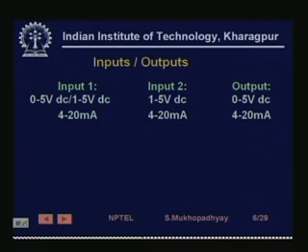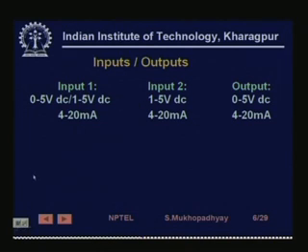and if you look at its input outputs, for all controllers input outputs are very important. So, it provides 0 to 5 volt DC or 1 to 5 volt DC. 1 to 5 volt DC is sometimes provided to detect wire breaks or shorts to ground, or you could have 4 to 20 milliamperes, so you have two inputs. On one of them it can take 0 to 5 volt or 1 to 5 volt DC and 4 to 20 milliamperes, and in the other input it can take 1 to 5 volt DC and 4 to 20 milliamperes, and as output it can provide 0 to 5 volt DC and 4 to 20 milliamperes.